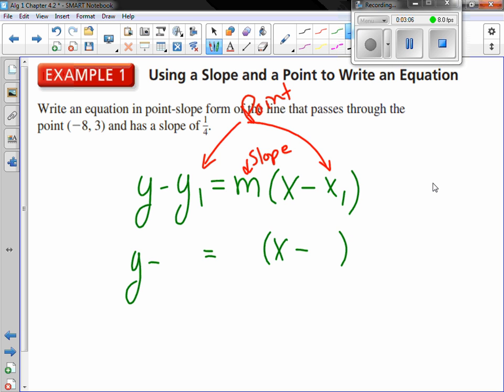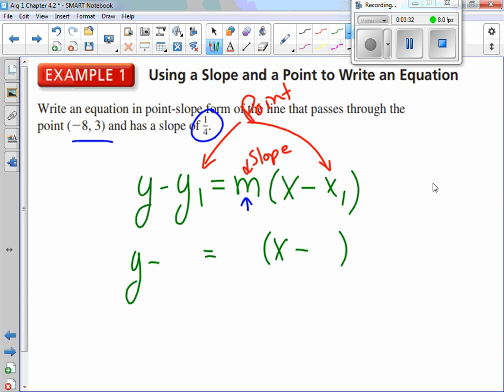So when I look at this here: write the equation in point-slope form of the line that passes through the point negative 8, 3, and has a slope of 1/4. Did they give me a point and a slope? Yes. So what is the slope? It is 1/4. So what part of this equation is slope? Well, the m, yes? So we're going to replace m with 1/4, because that's the slope.